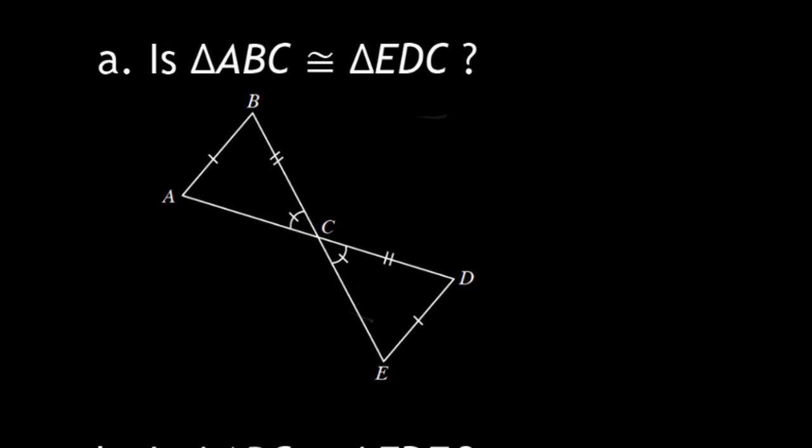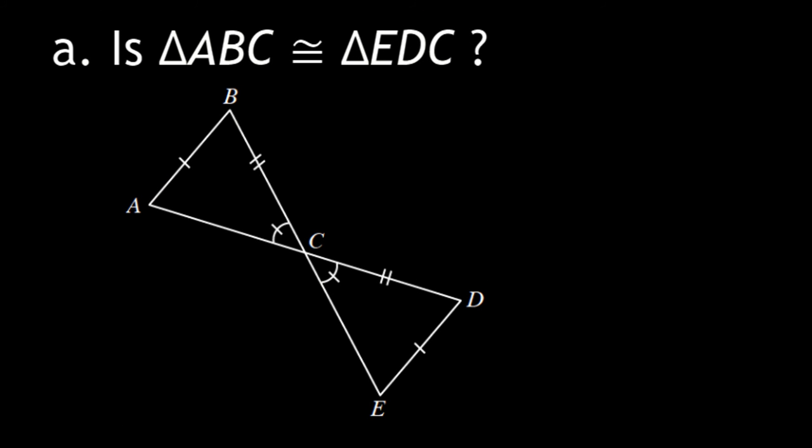So the first one, it feels like there's certainly enough information because I can see that I've got a pair of congruent angles, angle BCA and on the other side angle DCE are congruent. They're congruent because they're vertical angles. And then I've got a couple pairs of congruent sides, right? BC is congruent to DC and AB is congruent to ED.